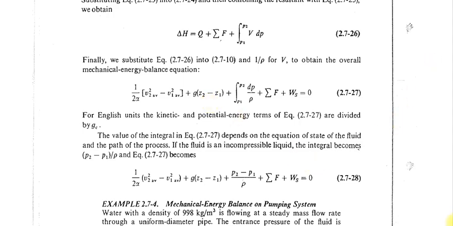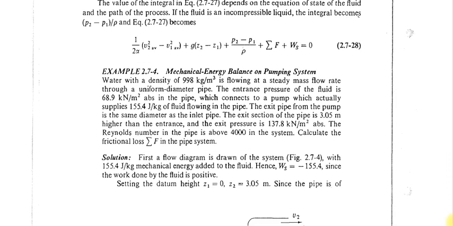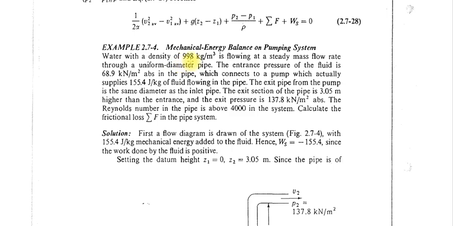So there are some numericals here, so you should read these numericals. Basically, mechanical energy balance for a pumping system: water of density 998 kg per meter cube is flowing at a steady mass flow rate through a uniform diameter pipe. The inlet pressure of the pipe is 68.9 kilonewton per meter square absolute, and the pipe connects to a pump which supplies this much energy to the flowing fluid in the pipe.